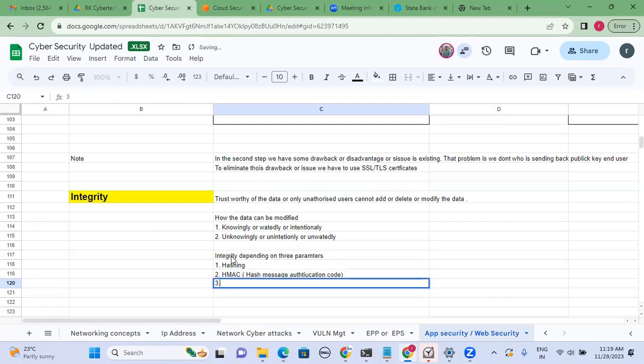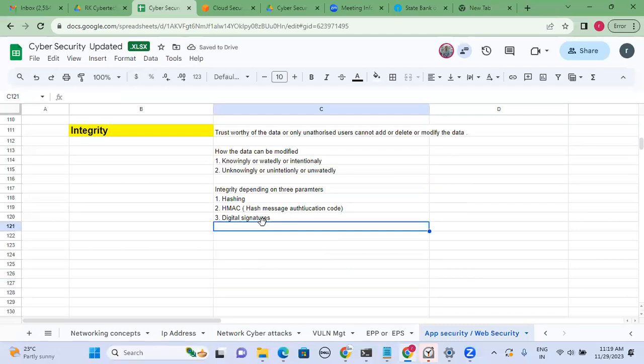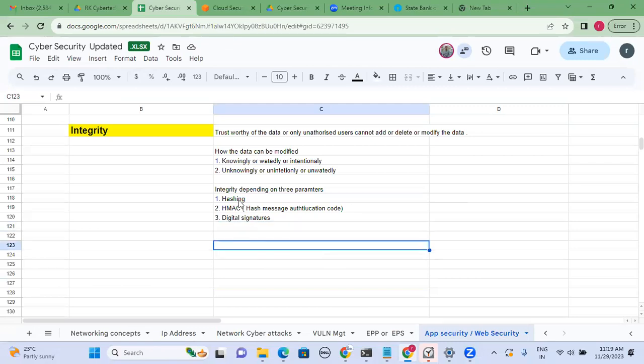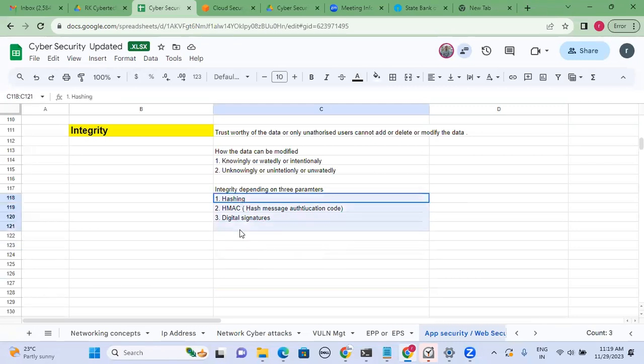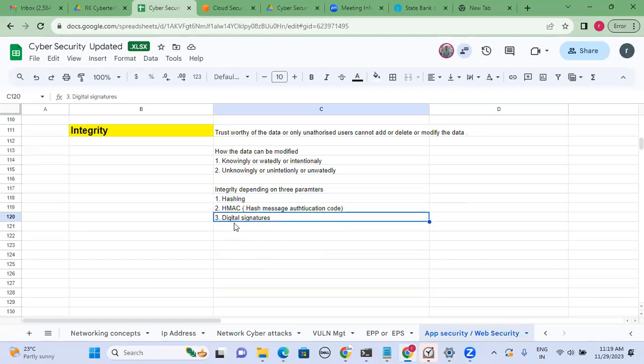Last one is digital signature. So these are all the ways our integrity can be depending on. Now, how this will work, we can see one by one. First, I will explain about hashing, later HMAC, finally digital signature.